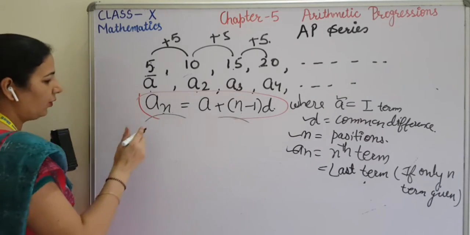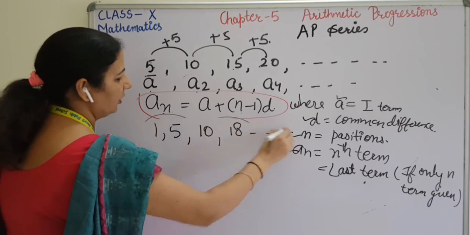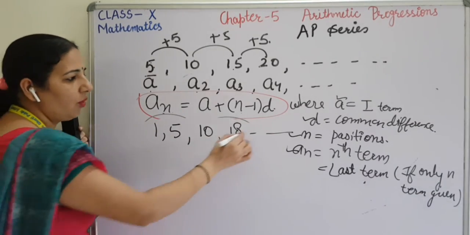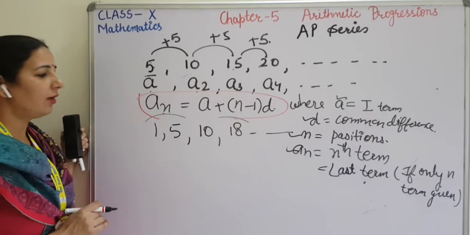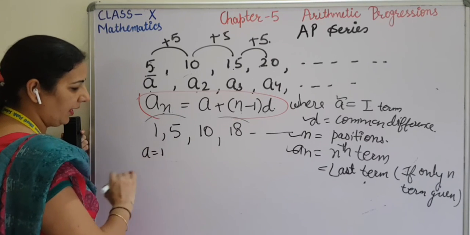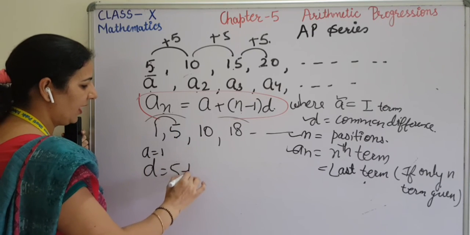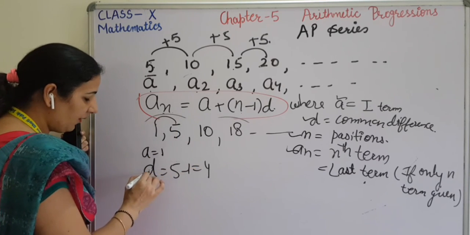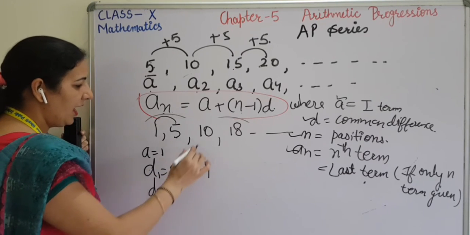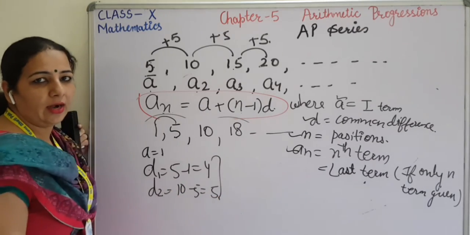And if you want to calculate like 1, 5, 10, 18 and so on, these values are given. No doubt this is a series; if dot dot dot is written, definitely it is a series. Now they are saying check whether it is in AP or not. So A is equal to 1 here. A2 is 5, so I will calculate D: 5 minus 1 is 4. I can't say this is D, I will just say this is D1 because it is not in AP. Then 10 minus 5 is 5. Are they equal? No, they are not equal.